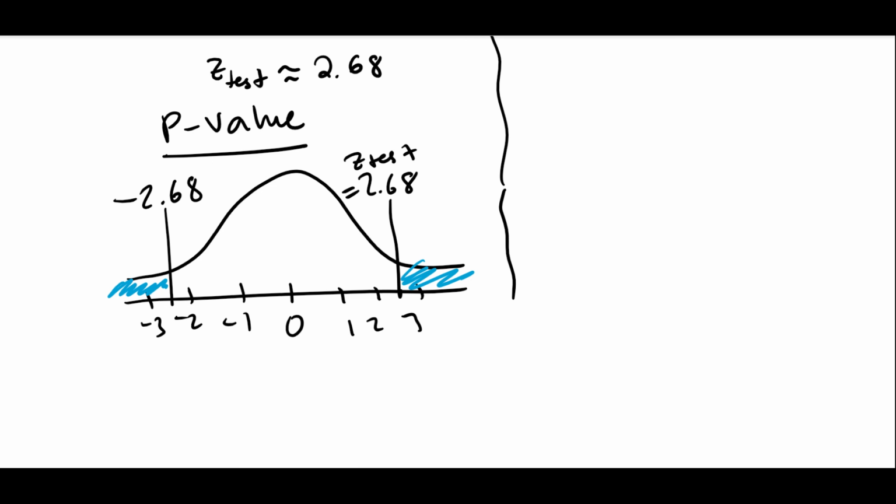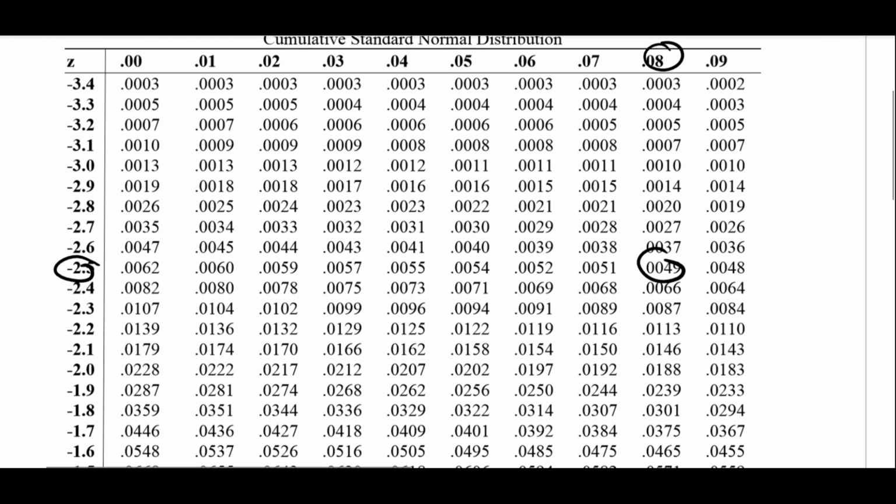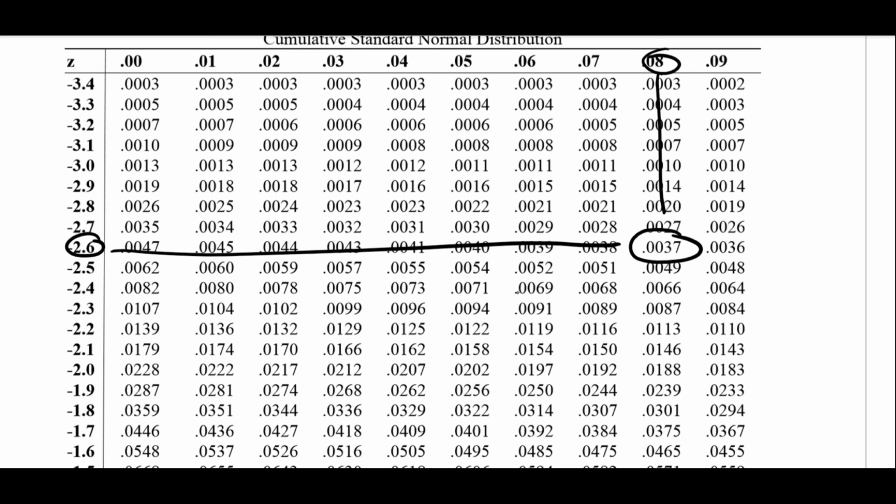So we're going to look up the area for negative 2.68 because that's easiest, okay? Because the z-chart gives us the area to the left. So we're going to look up this area, and then we could double it to get both areas, okay? So let's look up the area on the left blue. So negative 2.68. In this case, if we look up negative 2.68, it's going to give you an area of 0.0037.